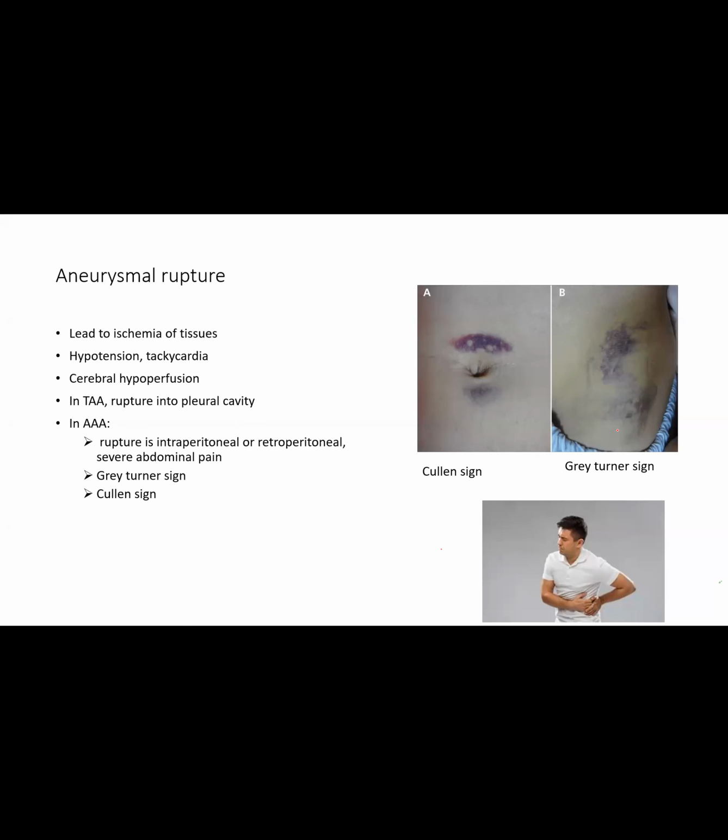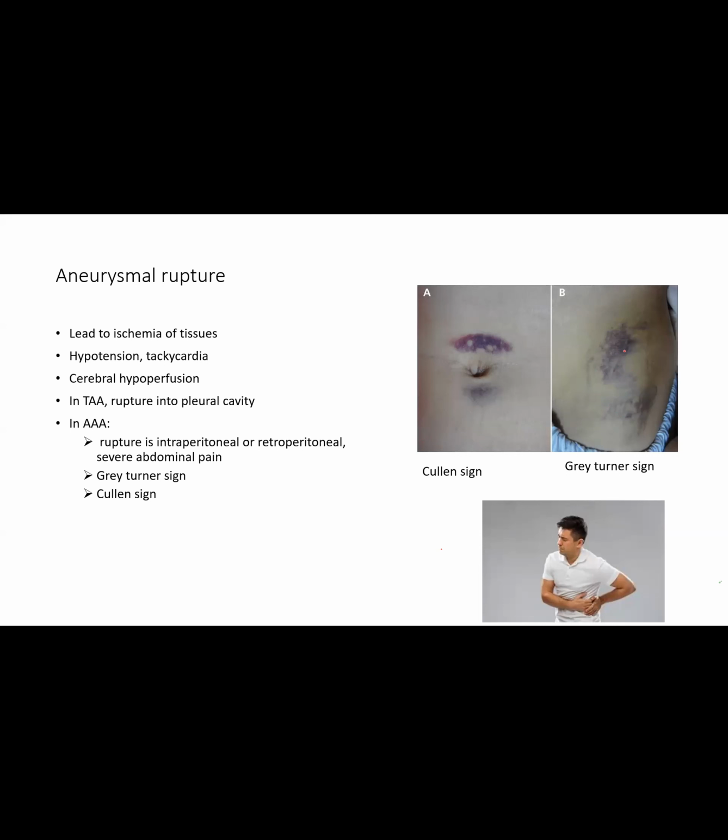So Grey Turner sign is when an abdominal aortic aneurysm ruptures and the blood leaks out into the fascial planes in the retroperitoneum, and when it ruptures, the blood leaks out and gives a bruising appearance.